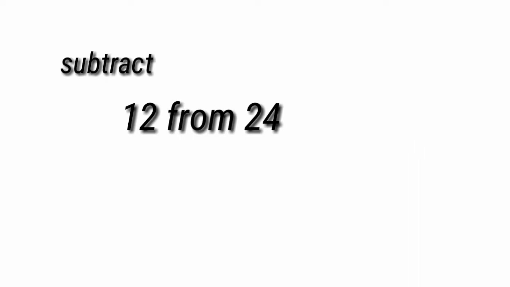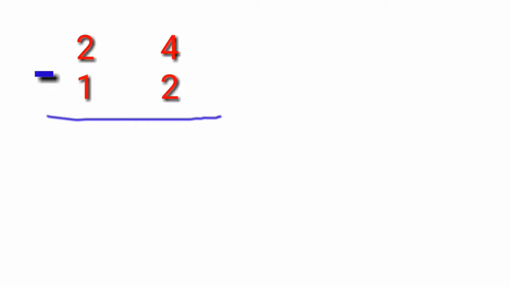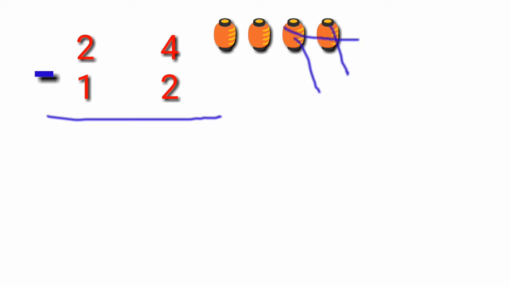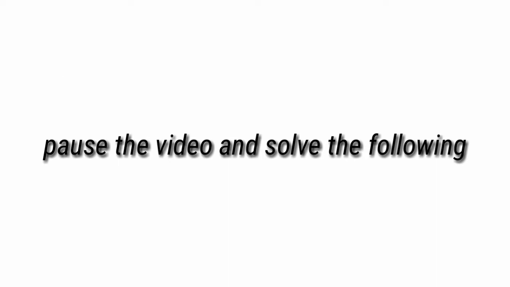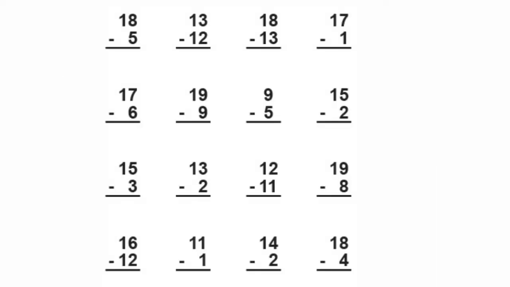Subtraction without borrowing. Subtract 12 from 24. This is the easiest way: put the largest at the top and the smallest beside it. When you subtract 2 from 4, what is the remainder? 2 is the remainder. 4 minus 2 is equal to 2. Then 2 minus 1 is equal to what? 1. So the answer is 12. 24 minus 12 is equal to 12. Pause the video and solve the following. Try to solve them all.